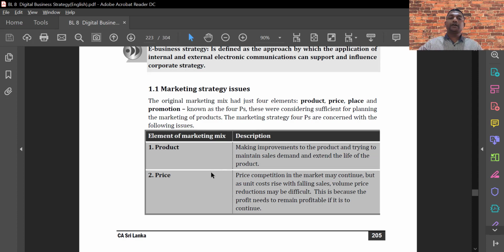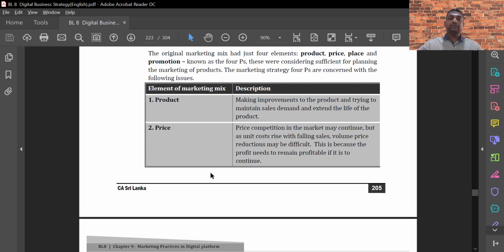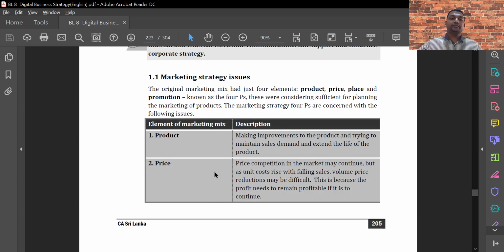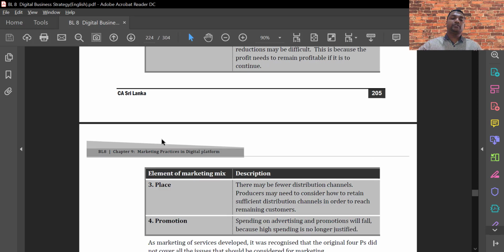So the original marketing mix is product, price, place and promotion, which we call the 4 P's. This is about concentrating on the product, what is the demand, what are the features of the product, what is the requirement, and then what is the pricing strategy, what others in the market are pricing this, and those kinds of decisions.